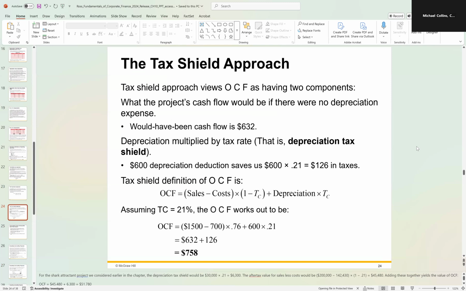The tax shield approach views OCF, or operating cash flow, as having two components. What the project cash flow would be if there was no depreciation. It would have been 632. Depreciation multiplied by the tax rate is the depreciation tax shield. Key concept: $600 depreciation saves us $126 in taxes. The tax shield definition of OCF is sales minus costs multiplied by 1 minus the tax rate, plus depreciation multiplied by the tax rate. And again, we get that same 758 number. It's just showing us multiple ways of getting there.